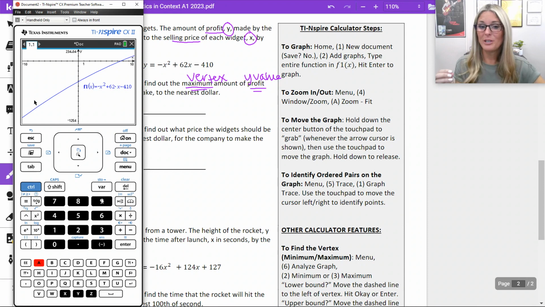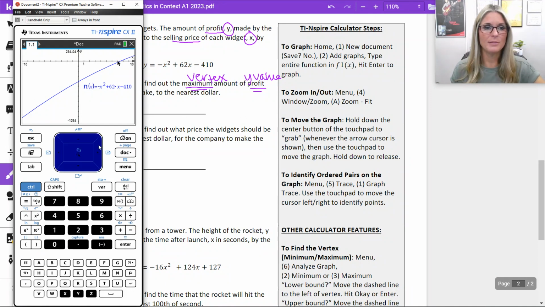So next, what you can do is you can move your graph. We can hold down that center button to grab our graph. So let's move. I'm going to use the touchpad. I'm going to move closer over here because I'm definitely going to want to pull it that way, right? Press and hold that center button.